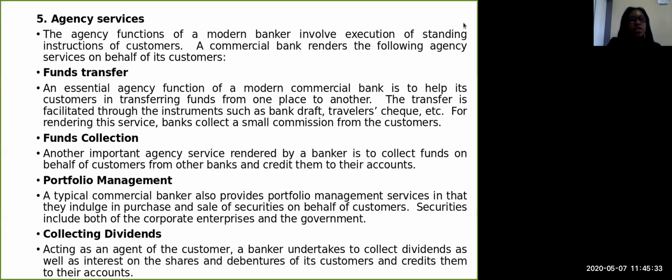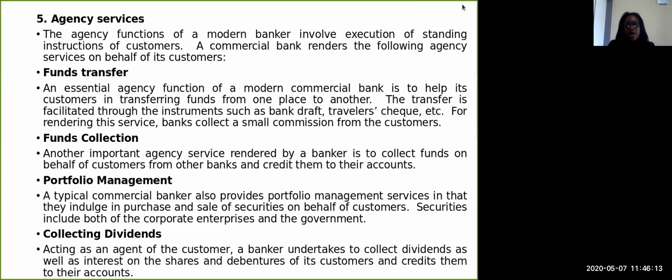The fifth function of commercial banks is agency services. The agency function of a modern banker involves execution of standing instructions of customers. The commercial bank renders the following agency functions on behalf of their customers. So as an agency, the bank may receive instructions from its customers to, for instance, transfer funds from one account to the other on behalf of its customer, fund collection, portfolio management, and collecting dividends on behalf of its customers.